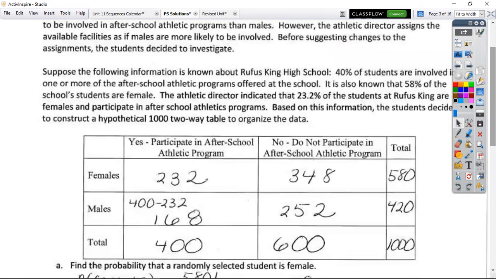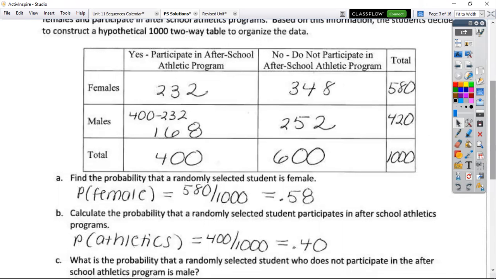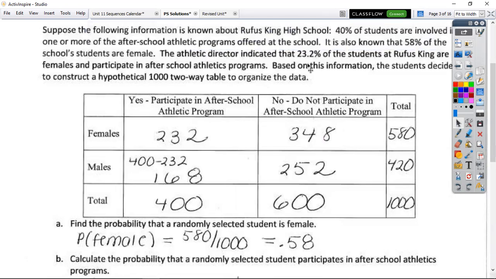So you have 40% of students involved in one or more activities, and then you have a hypothetical 1,000 table. It just means your table's out of 1,000. And again, it allows us the ability to not work with little teeny decimals. So you'll do another one of those again today. Any problems on the two-way table? They were somewhere. Right here. Yes, you just move your decimal over. Yep, no problem. Just move your decimal.